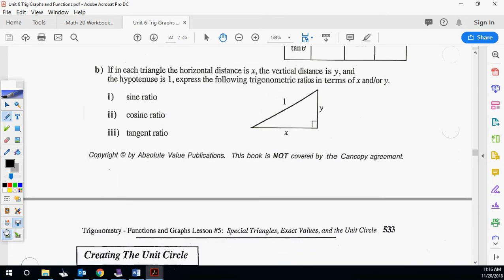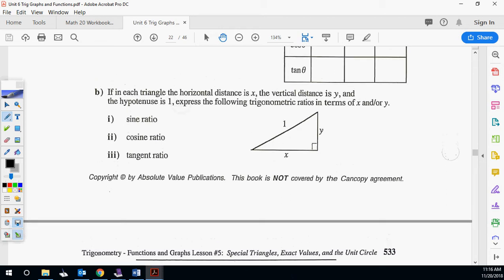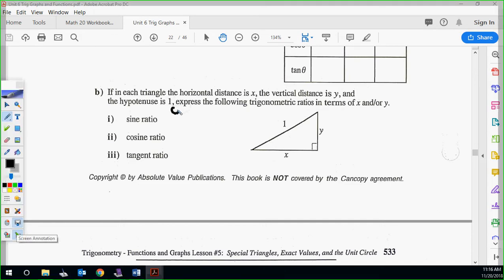All right. So if in each triangle the horizontal distance is x and the vertical distance is y, hypotenuse is 1. Express the following trig ratios in terms of x and y. So what they're just saying is we know the sine ratio is y over 1, which is just y. That's why I keep telling you to say sine is y. The sine ratio is y over 1 because that's the hypotenuse. Cosine ratio is x over 1, and tangent ratio is y over x. That's why we're calling the sine y. That's why we're calling cosine x.